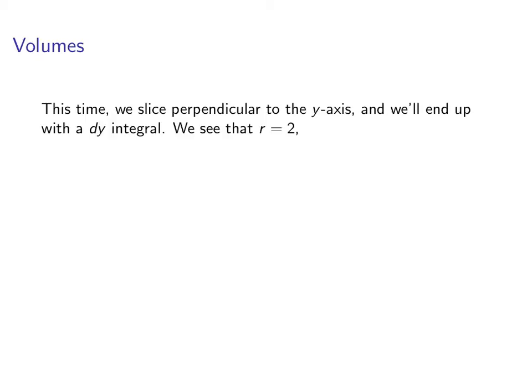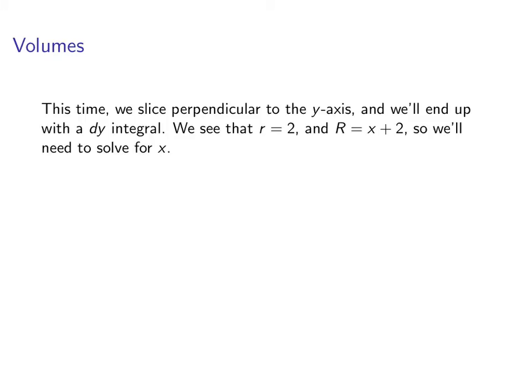Now the inner radius is always 2. It doesn't matter where the slice is, that inner radius is always 2. The outer radius is x plus 2. By x I mean the distance from the vertical axis to the curve, and then we have to add on 2.